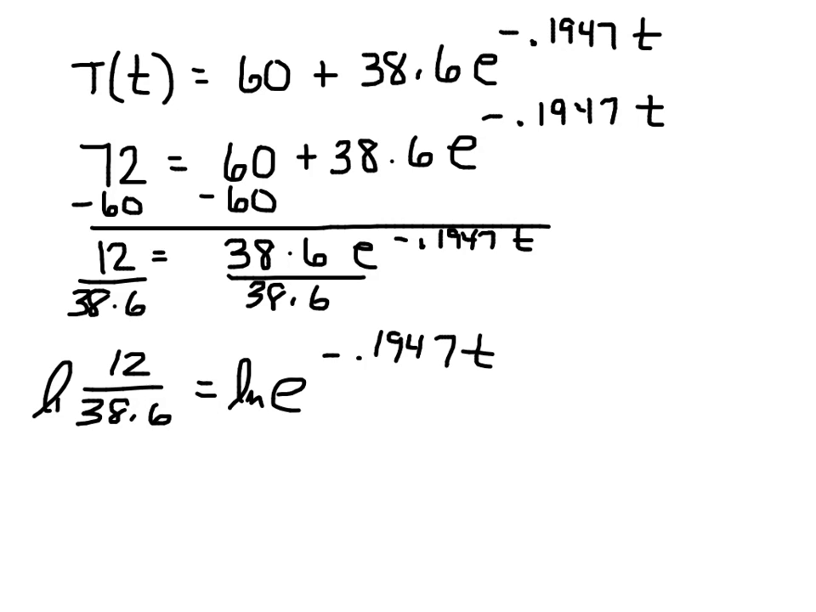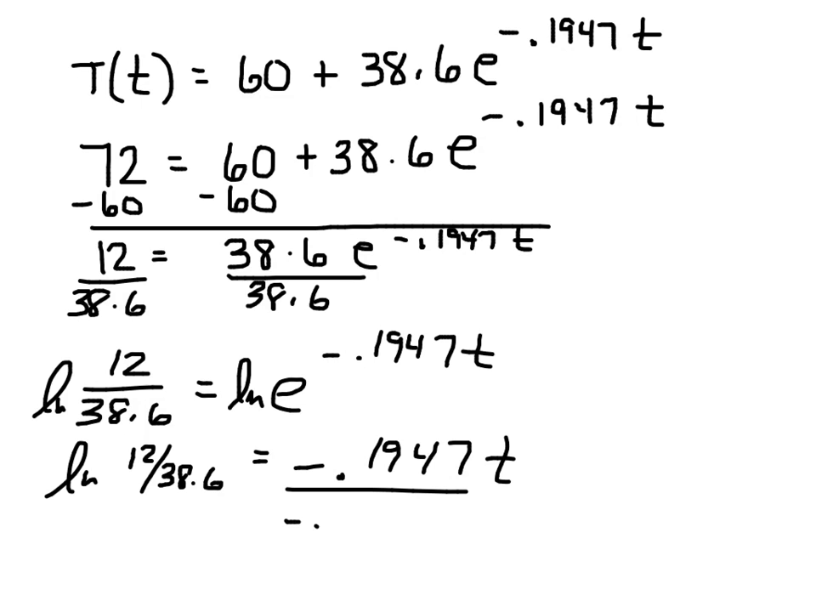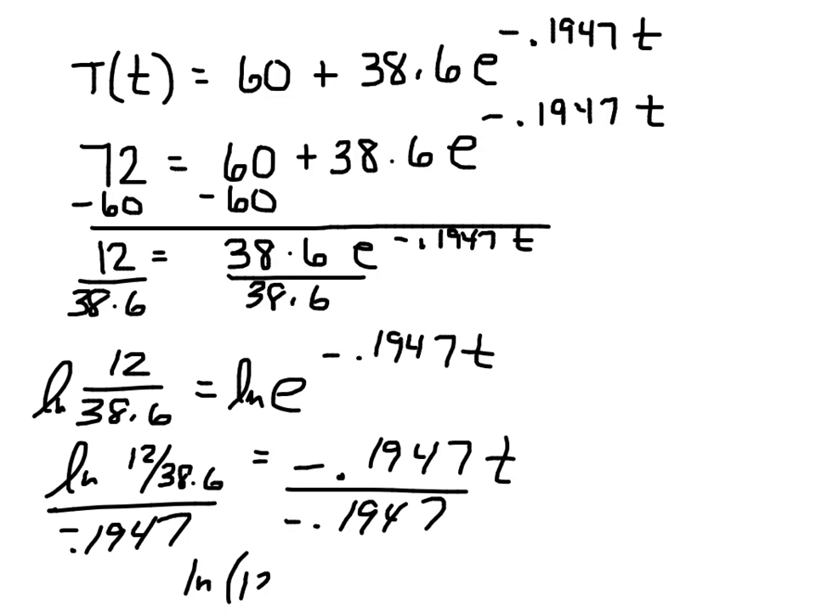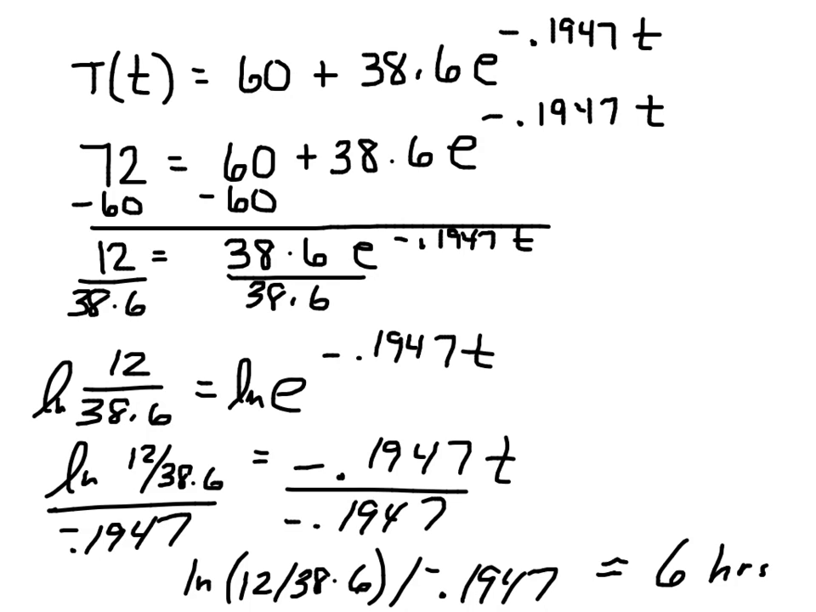Then I ln both sides, which gets rid of my e. ln of 12 over 38.6 equals negative 0.1947 t. Divide by negative 0.1947 to both sides. And whatever that is, when you type it in the calculator, I would type ln, it automatically opens parentheses, 12 divided by 38.6, close it, divided by a negative sign 0.1947, and it's approximately 6 hours. So when you type that in, that's what I should get approximately for that. Should be about 6 hours.